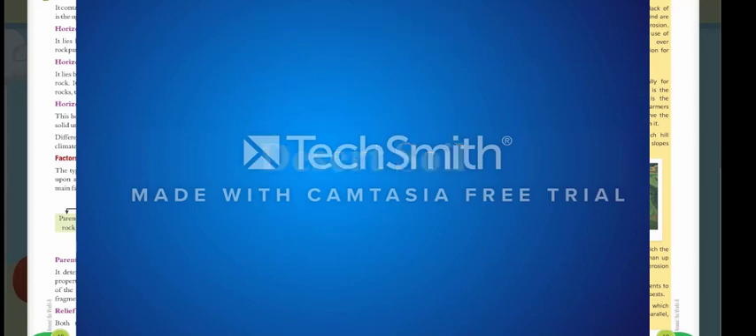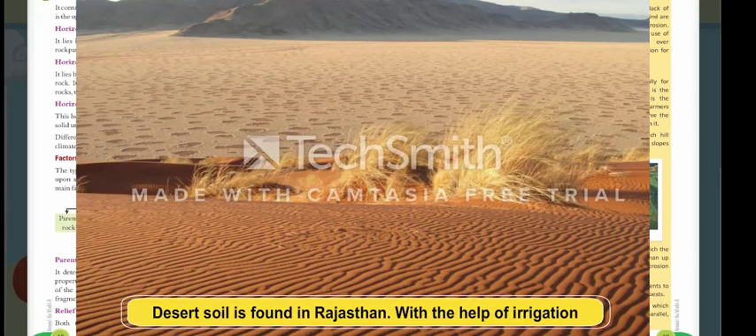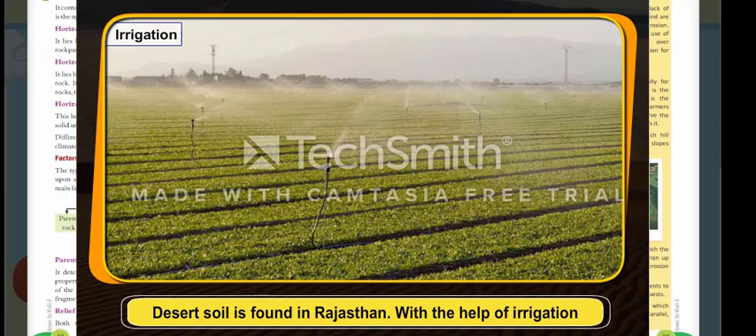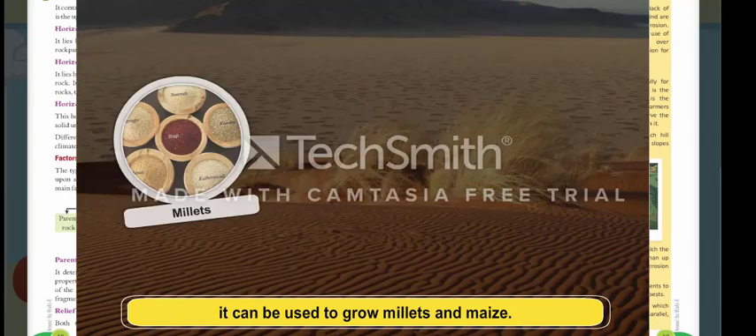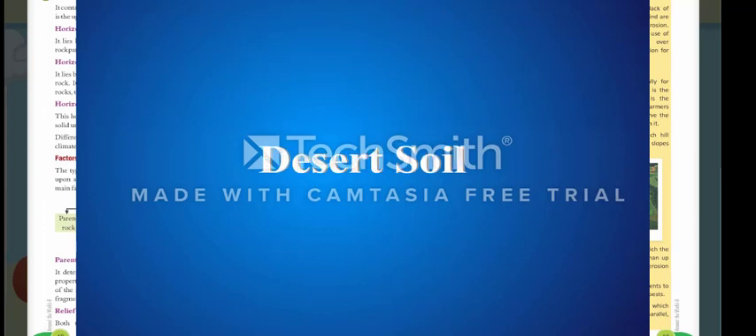Desert soil. Desert soil is found in Rajasthan. With the help of irrigation, it can be used to grow millets and maize.